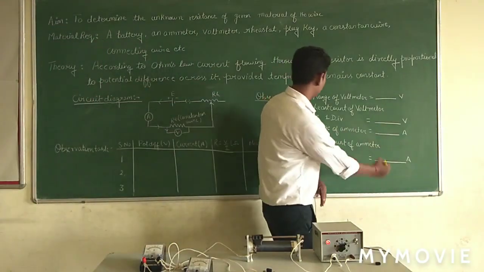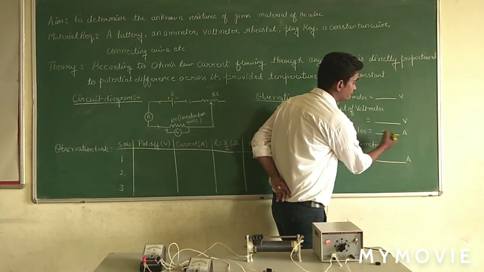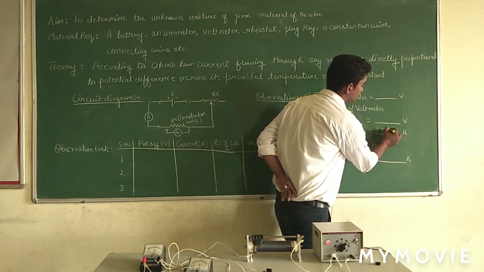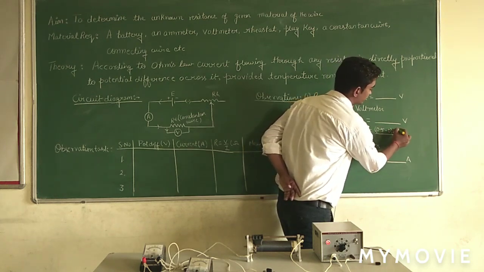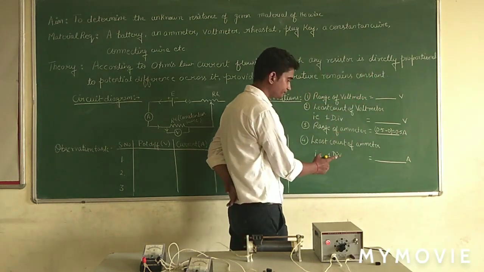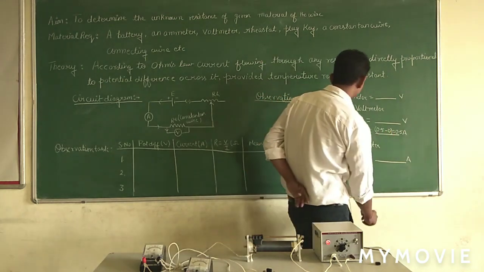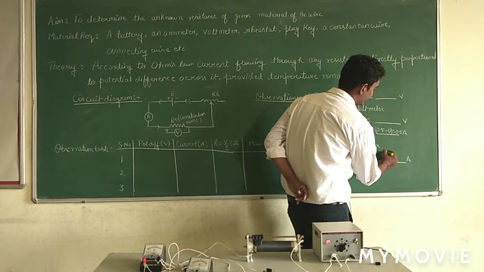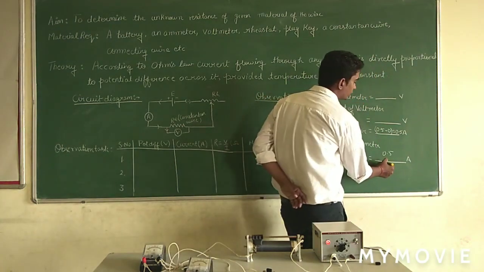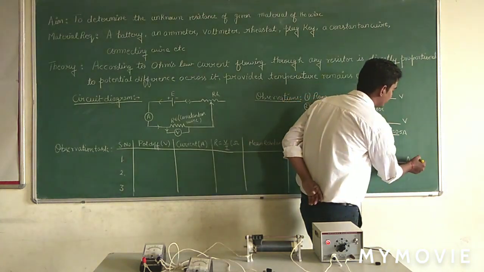For the ammeter, the range is from 0 to 0.5. So 0.5 minus 0 gives me the range, that is 0.5. How many divisions are there between these two numbered divisions? There are 10 divisions. So my least count will be the range, 0.5, divided by the total number of divisions between these two numbered values.